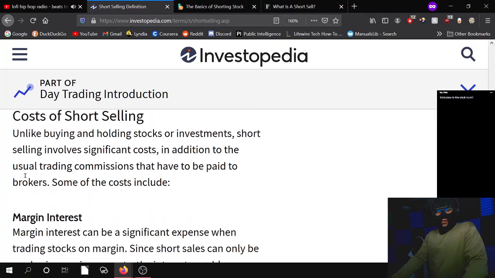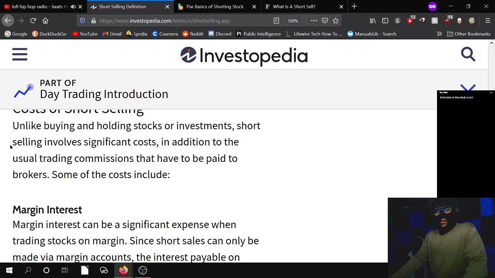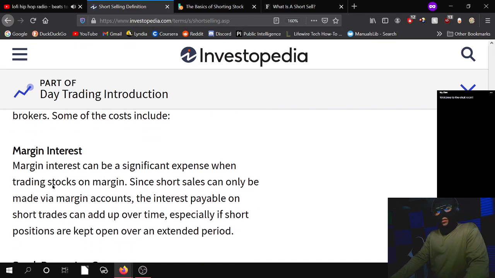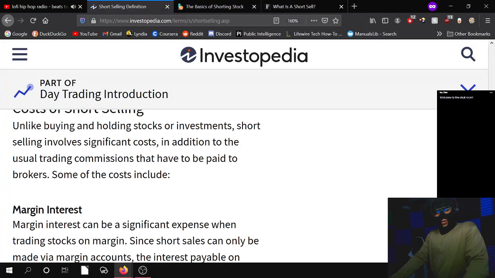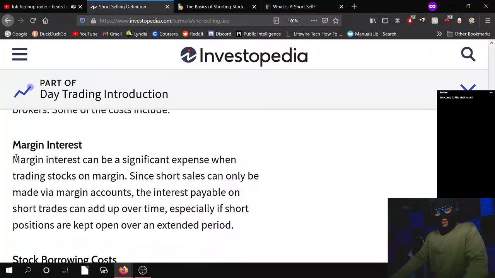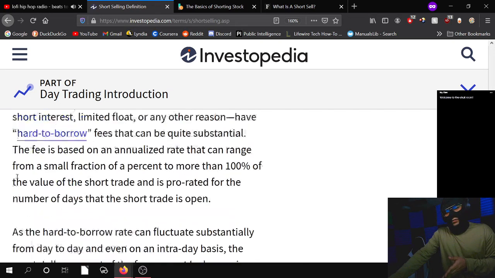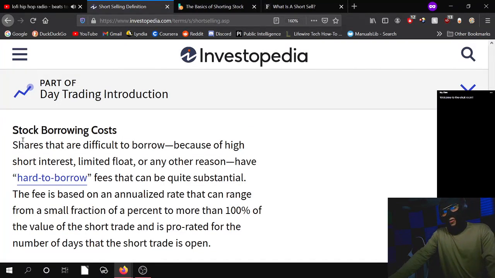Costs of short selling. Unlike buying and holding stocks or investments, short selling involves significant costs in addition to usual trading commissions that have to be paid to brokers. Some of the costs include, we're all going here, so this is the cost of short selling. Now let's go with margin interest. Margin interest can be a significant expense when trading stocks on margin, since short sales can only be made via margin accounts. The interest payable on short trades can add up over time, especially if short positions are kept open over an extended period.